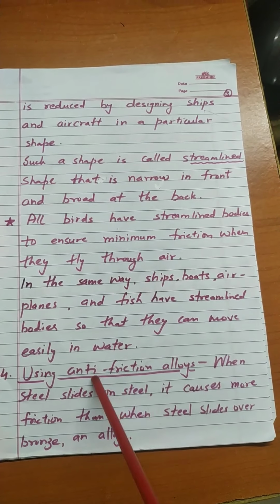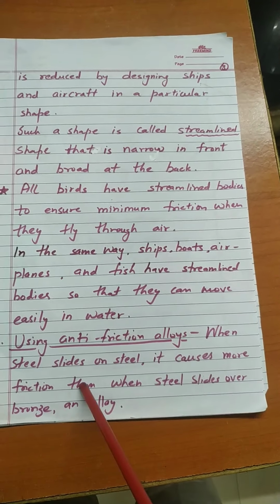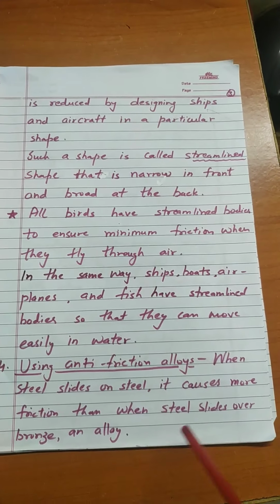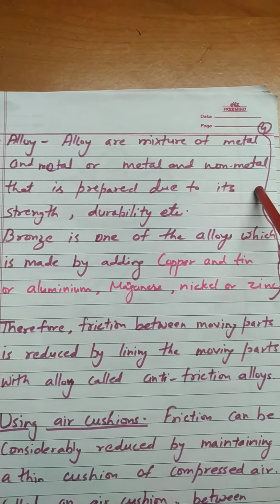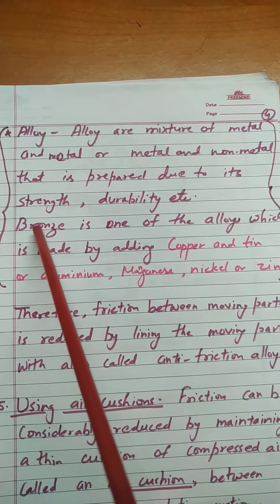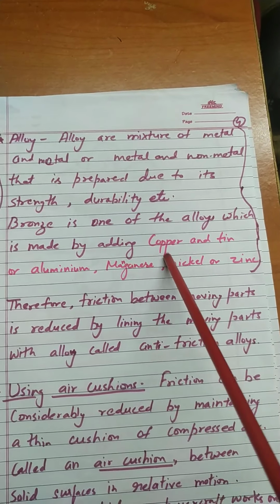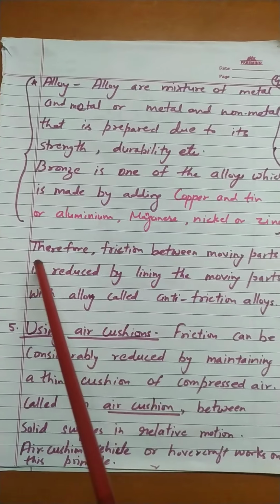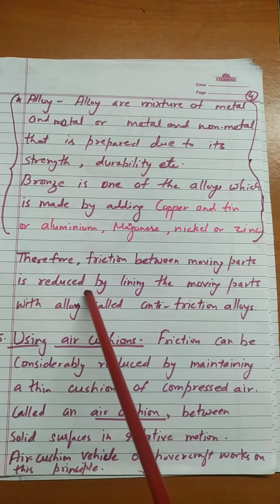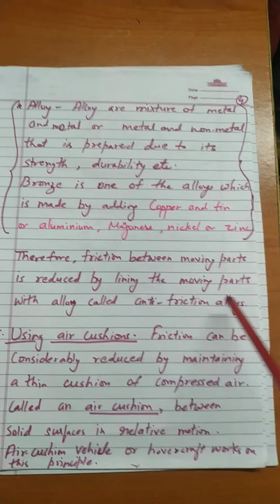Next is using anti-friction alloy. When steel slides on steel, it causes more friction than when steel slides over bronze and alloy. So what is an alloy? Alloys are a mixture of metals and metal or metal and non-metal that is prepared for its strength and durability. Bronze is one of the alloys, which is made by adding copper and tin or aluminium, manganese, nickel or zinc. Therefore, friction between moving parts is reduced by lining the moving parts with alloys called anti-friction alloys.